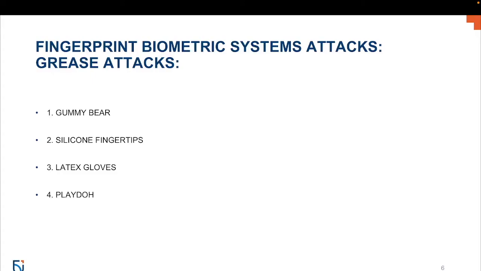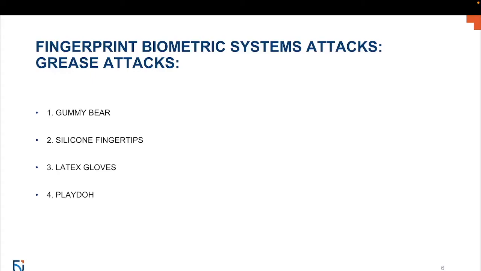We have four types of attacks. The first one is gummy bear. This candy has a similar texture to the fingerprint, so by placing it gently on the scanner, the grease on it will help to retrieve the characteristics of the fingerprint. And the second one is silicone fingerprints. These silicone tips have a similar feature to a finger, like the gummy bear experiment. Placing it gently on the scanner will help us to retrieve the fingerprint.